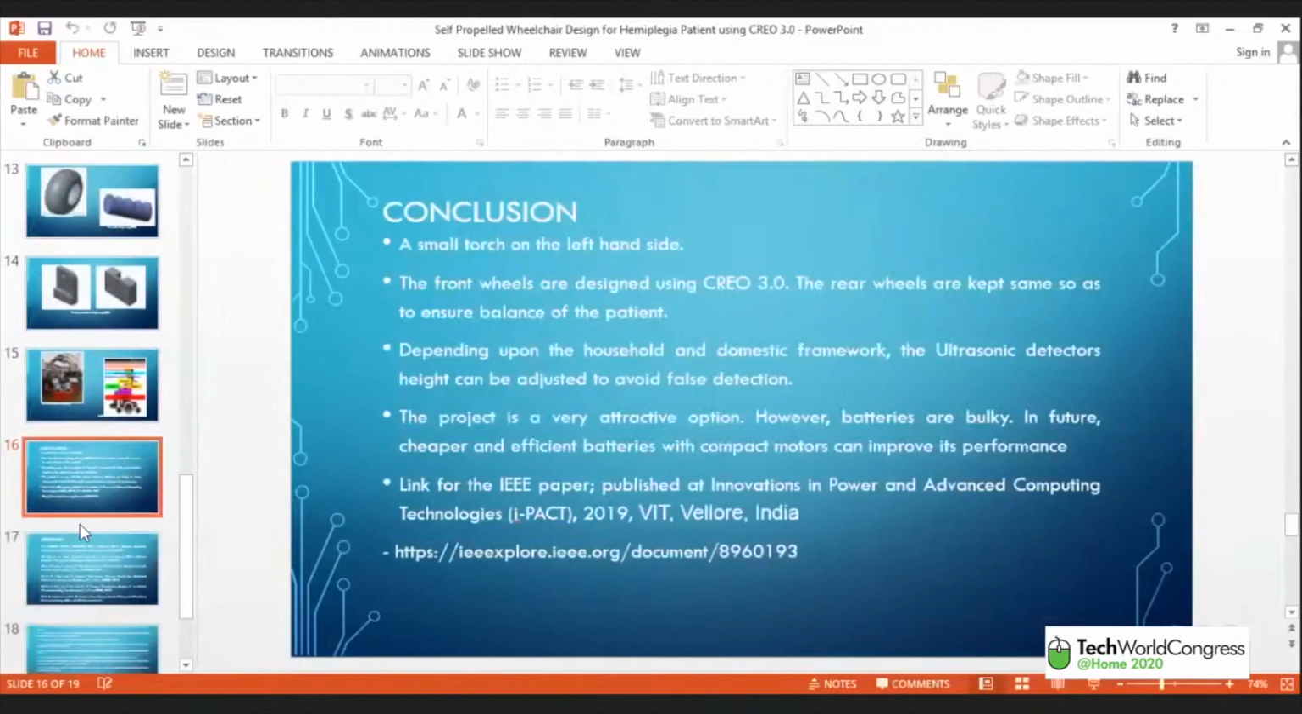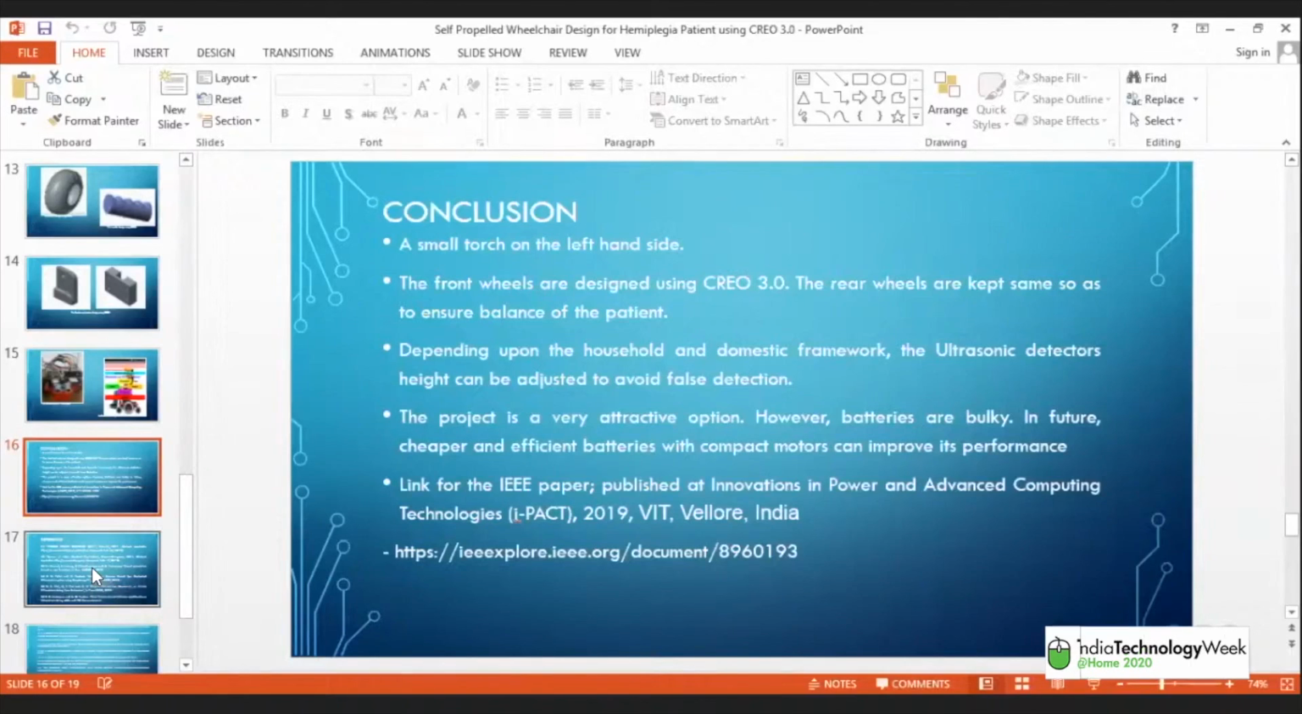Okay, coming to the conclusion, a small torch on the left hand side, as I discussed somewhere during the entire presentation. The front wheels are designed using Creo 3. The rear wheels are kept the same so as to ensure balance of the patient. Depending upon the household and domestic framework, the ultrasonic detector's height can be adjusted to avoid false detection.